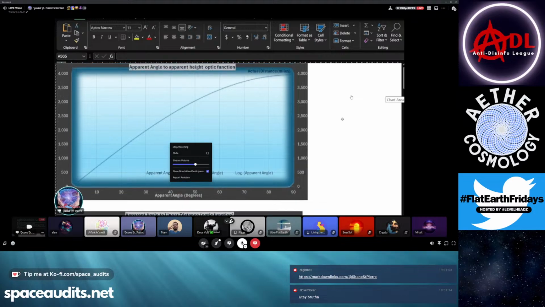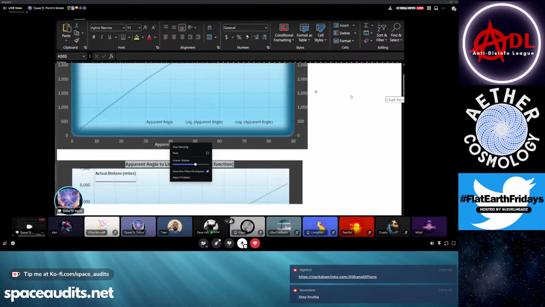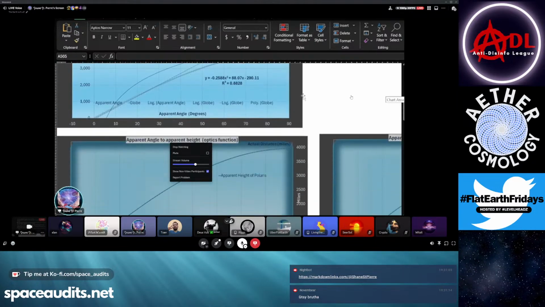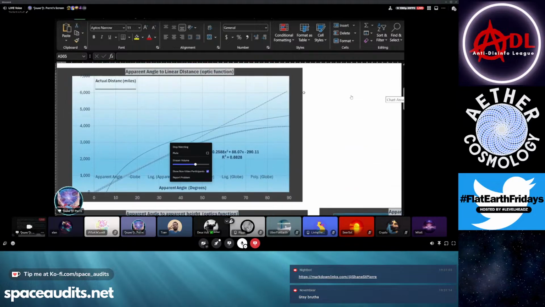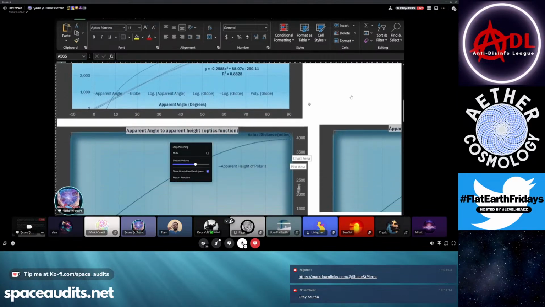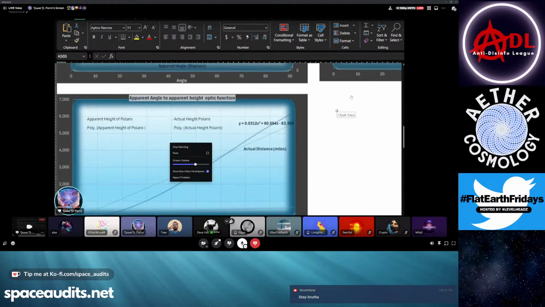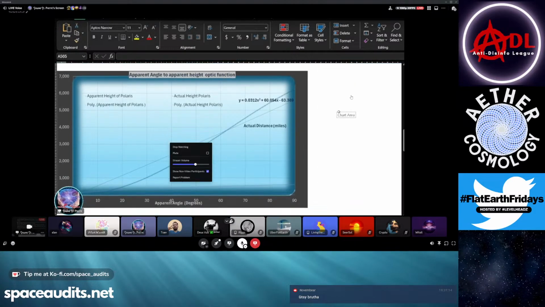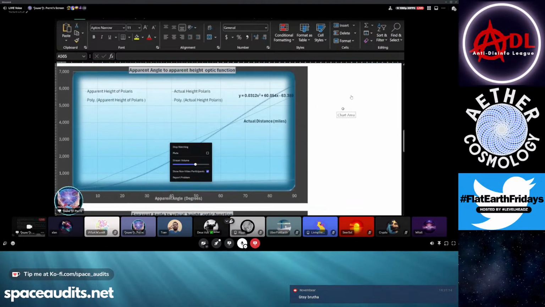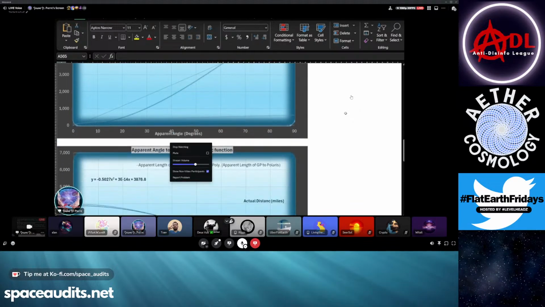So we just graphed a couple of things: apparent angle to apparent height. That one looks like it approaches infinity, but not really. Here we have a couple of different distances. We have drawn a trend line and created a function. Again, same thing here. This is approaching the 6,000 miles, because that would be the linear distance to Polaris.